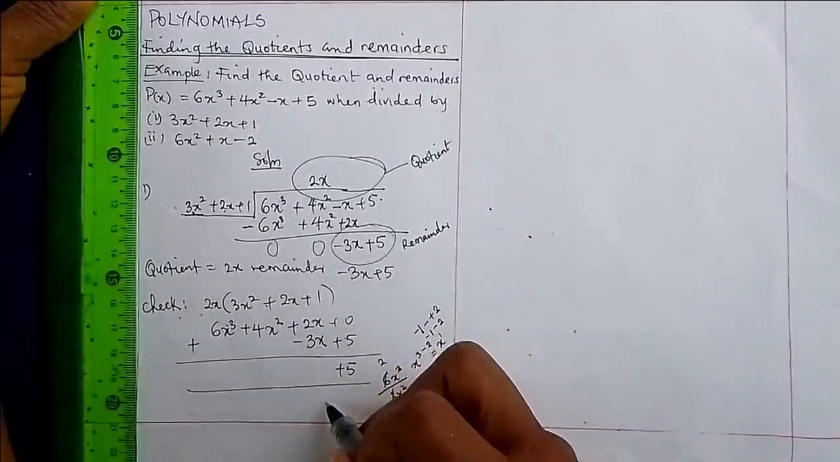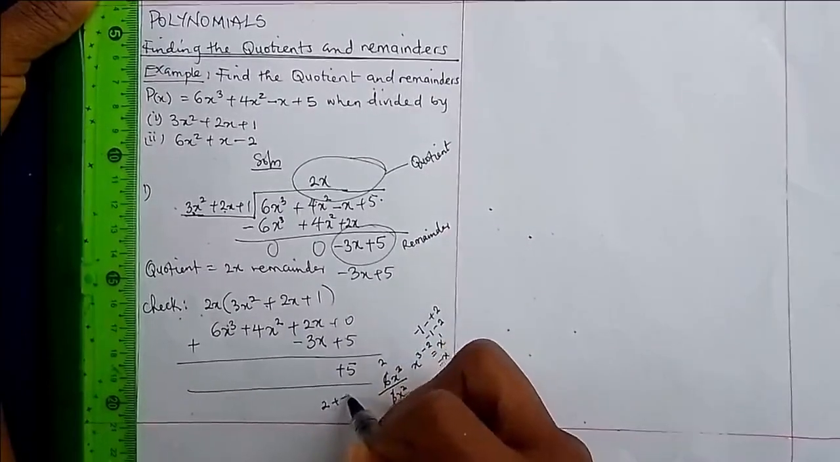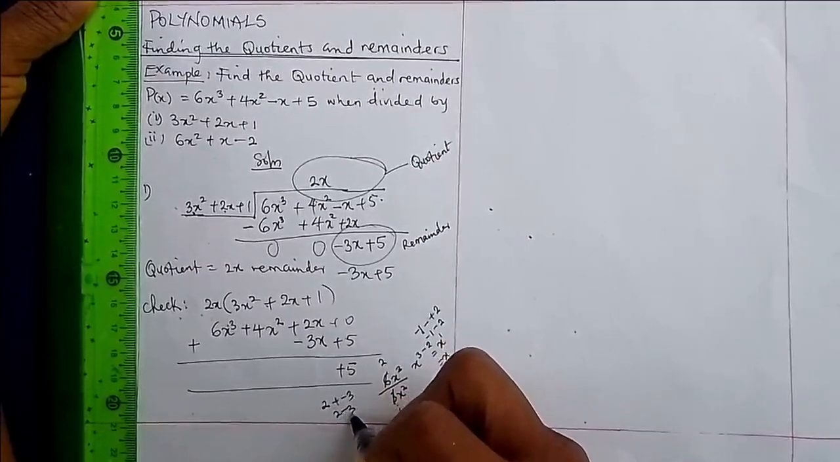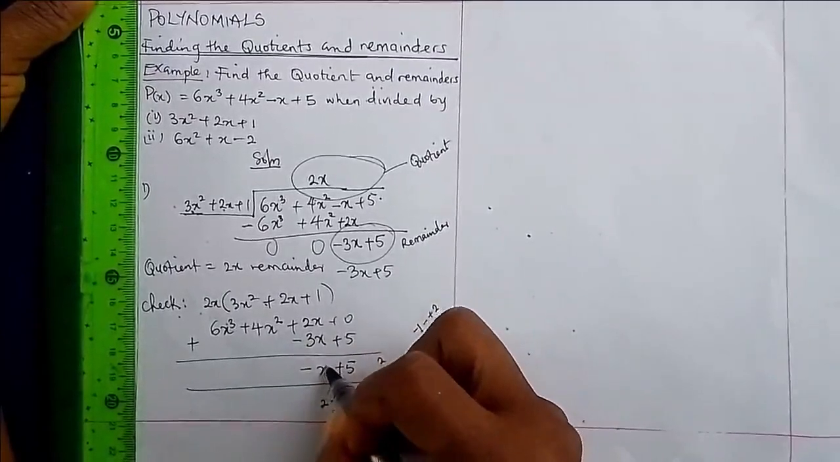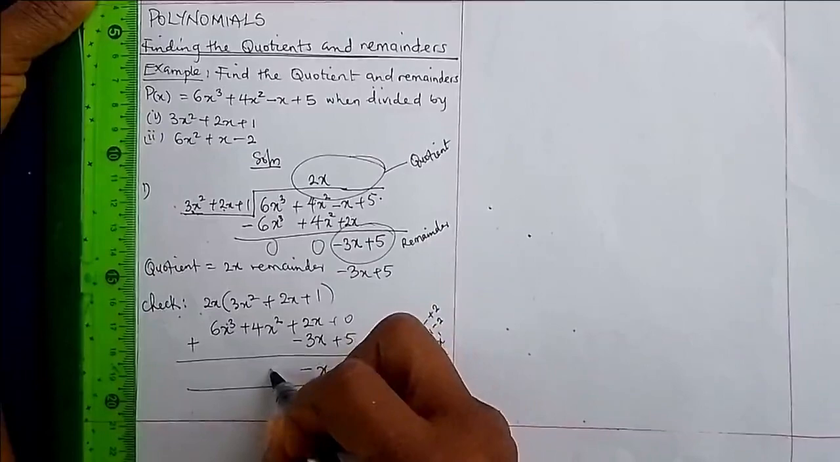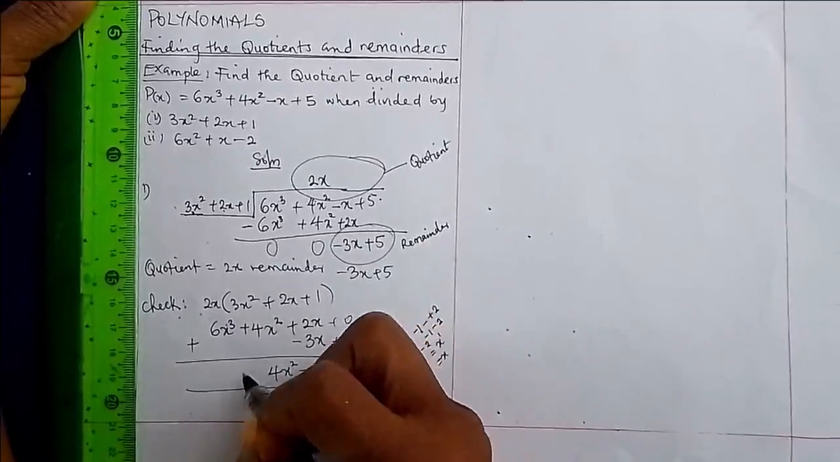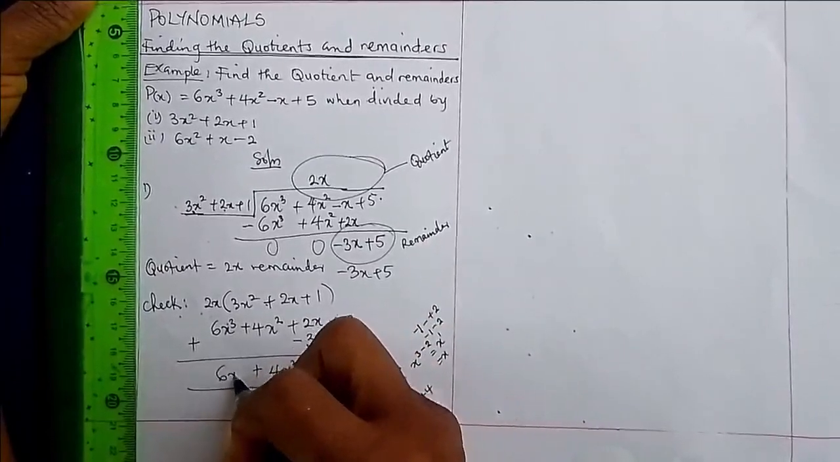Then what we have here is 2 plus minus 3. That's 2 minus 3, which gives us minus 1x, so minus x. Then you bring down the remaining number, 4x squared plus 6x raised to the power of 3.